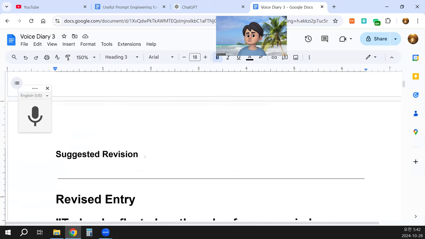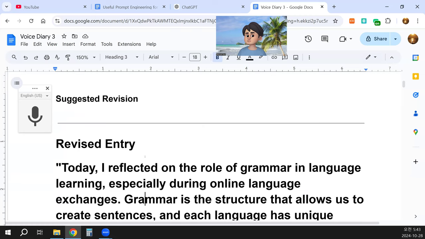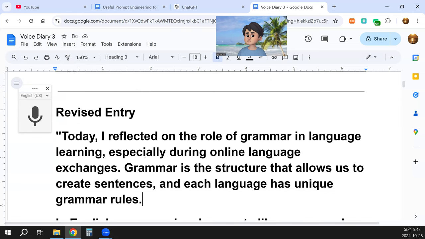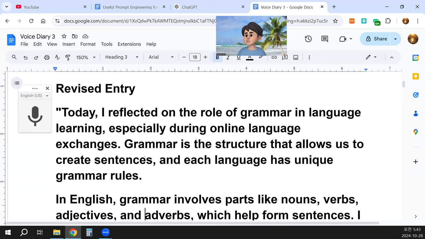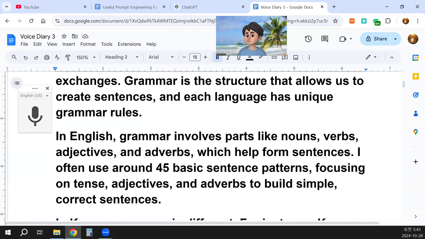Suggested revision: Today, I reflected on the role of grammar in language learning, especially during online language exchange. Grammar is the structure that allows us to create a sentence. Each language has unique grammar rules. English grammar involves parts like noun, verb, adjective, and adverb, which form sentences. I often use around 45 basic sentence patterns, focusing on tense, adjective, and adverb to build simple patterns.